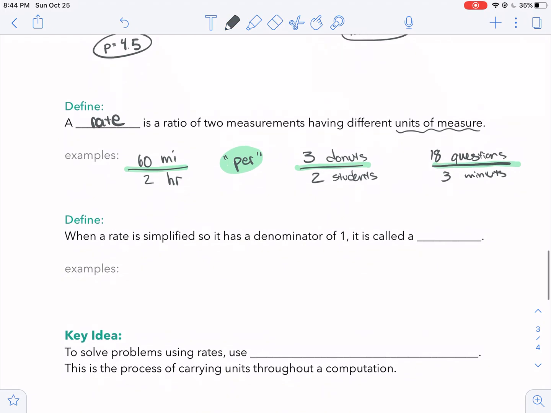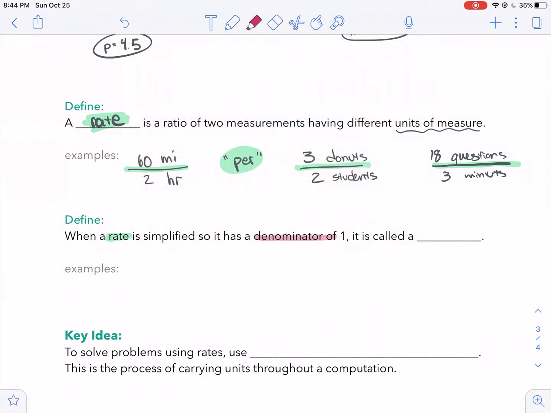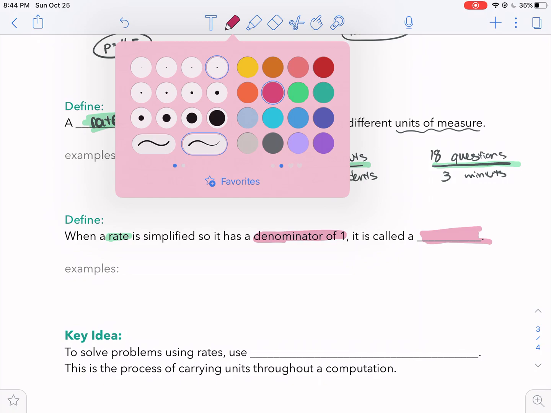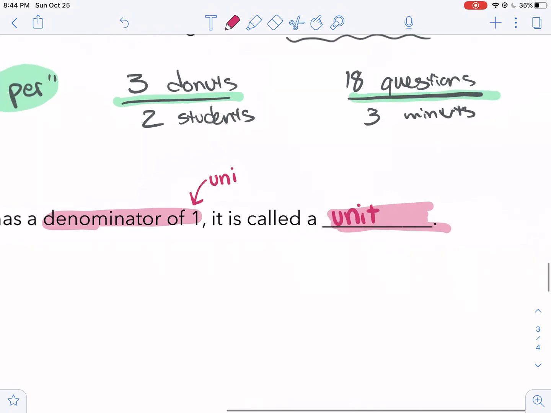Okay. Now, what happens when you take a rate and you divide it by 1? Well, when a rate is simplified so that it's all over 1, need a new color, we'll go with pink. We call that a unit rate. Why? Because 1, like uno and unicycle and unicorn, that's where we get the unit from. So we call that a unit rate.